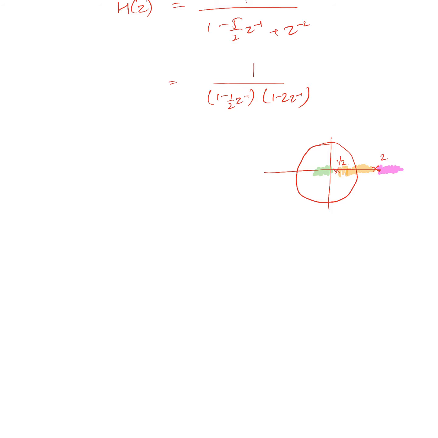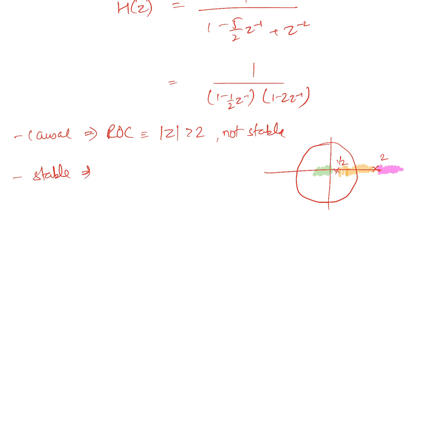Okay, so let's see three possible choices of ROCs. When you want your system to be a causal system, then the ROC should be mod z greater than 2, because it is outside the outermost pole, and the outermost pole is located at 2. But since it does not include the unit circle, the system is not stable if you want it to be causal.